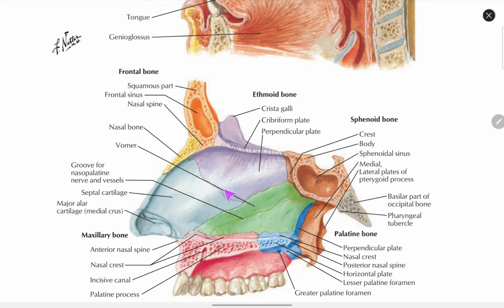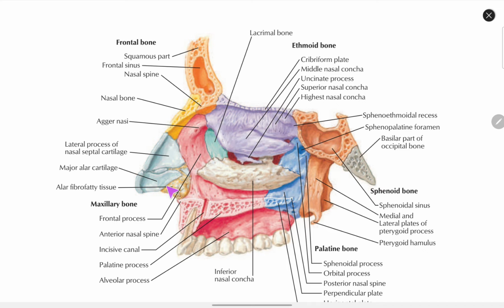The nasal septum is an osseo-cartilaginous part and it separates the two halves of the nasal cavity. Osseo-cartilaginous means it is formed by bone and cartilage, and it is also covered by the mucosa and forms the medial wall of the nasal cavity. The cartilaginous part is formed by the septal cartilage, whereas the bony part is formed by the perpendicular plate of the ethmoid bone and the vomer bone. The lower part is covered by fibrofatty tissue and skin.